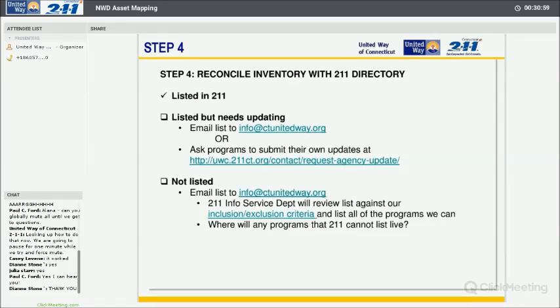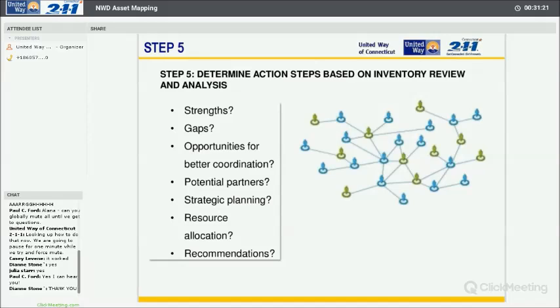And then there would have to be a follow-up discussion with Paul and others about what we would do on a community by community basis for programs, if there are any programs that can't live in the 2-in-1 database because of our inclusion exclusion criteria.